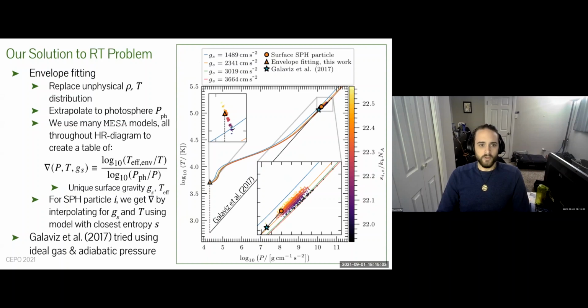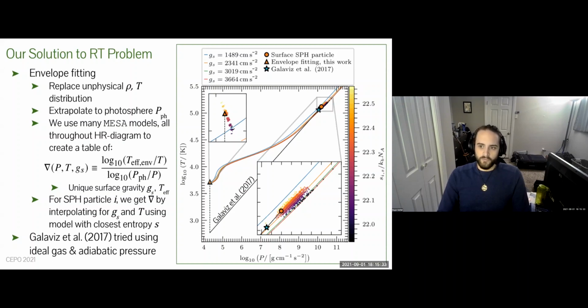We replace the unphysical density and the temperature distribution with MESA models. We generate many MESA models all throughout the HR diagram, and we calculate values of nabla, which is the slope in the log P, log T space between a given position and the surface. These solutions are unique in their surface gravity and effective temperature.